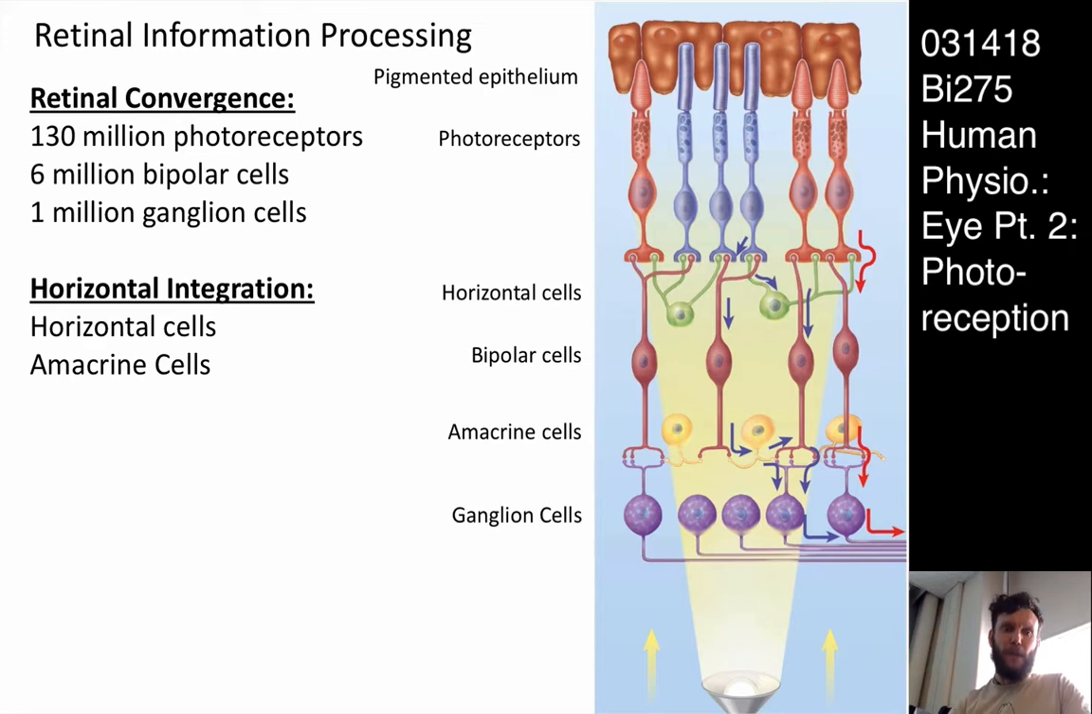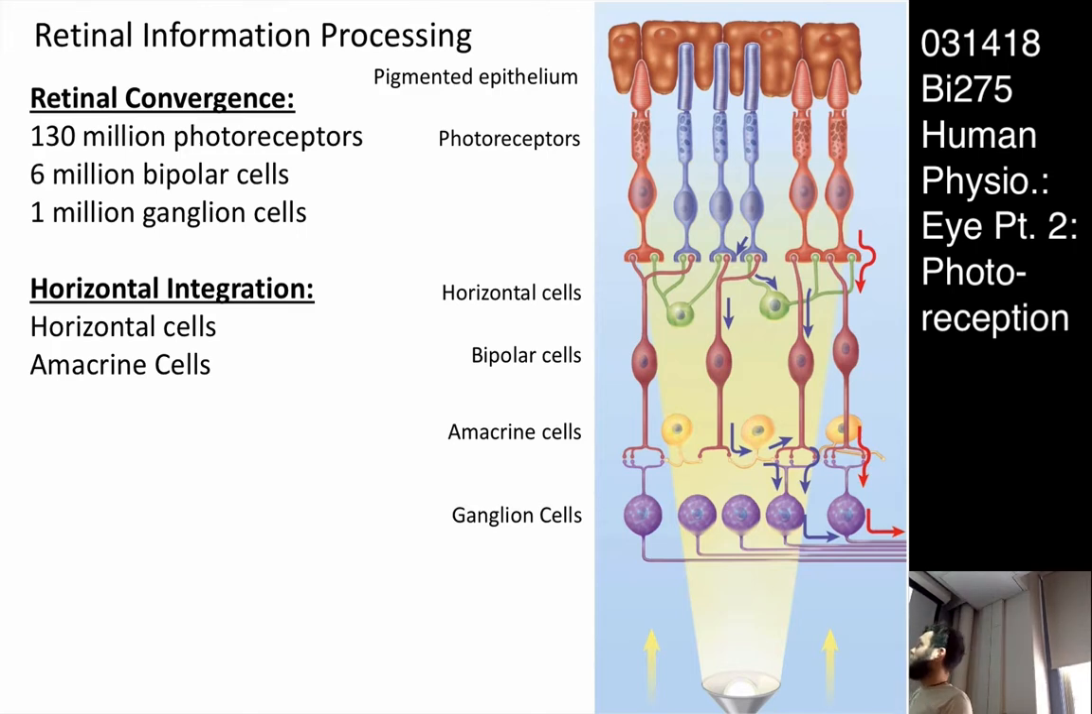So, for example, there's this notion of retinal convergence. You can think of the information processing as being in two directions. There is vertical convergence, right? There's this vertical convergence along the chain here. And then there's also a horizontal integration in the other direction. We'll talk about that in a moment.